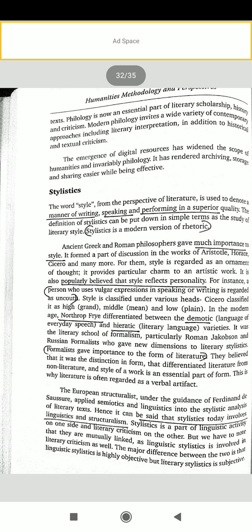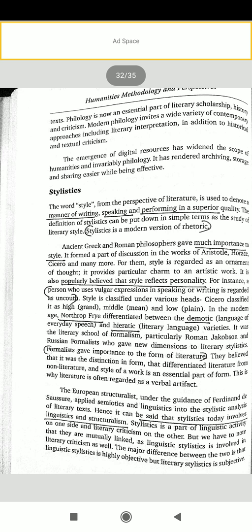The next term which is given here is stylistics. Style, what is style? The word style, from the perspective of literature, is used to denote the manner of writing, speaking, and performing in a superior quality. This is the style of this author. Style means the way in which the writer writes, or the orator speaks, or the actor performs in a superior quality. Otherwise, we can say that stylistics is a modern version of rhetoric.